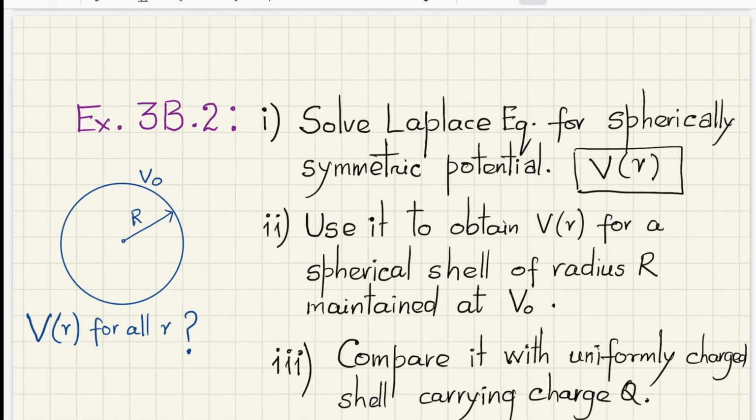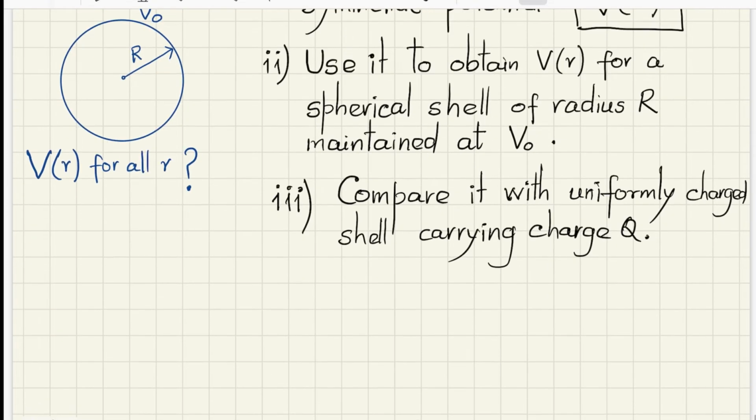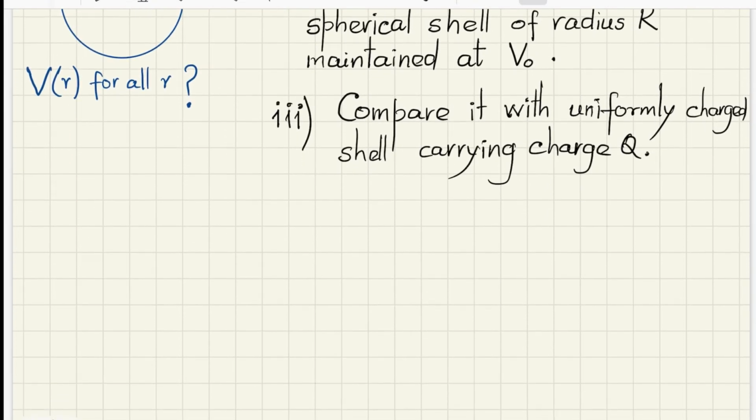Then we'll compare this case with the uniformly charged shell carrying a charge q. At the moment, I'm not saying anything. The only thing being said is that the boundary condition for the solution of the Laplace equation is V naught, and I am asking what is V(r) for all r. If I can get V(r) for all r, I can also get the electric field. All right, so let's quickly do this.